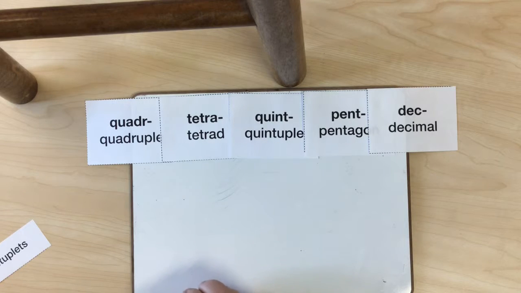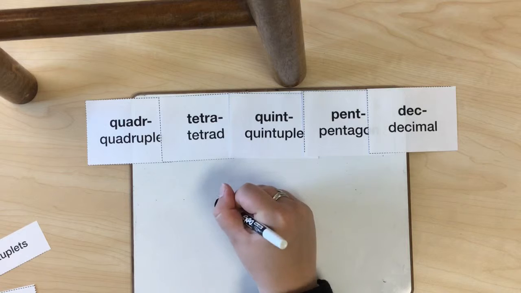Okay, so we're going to look at a couple words for each prefix. So our first word is quadruplets.